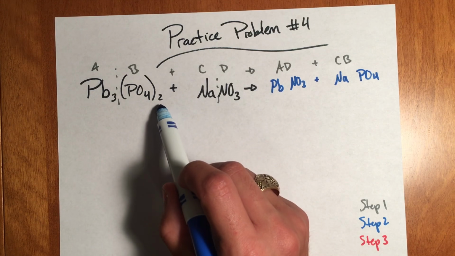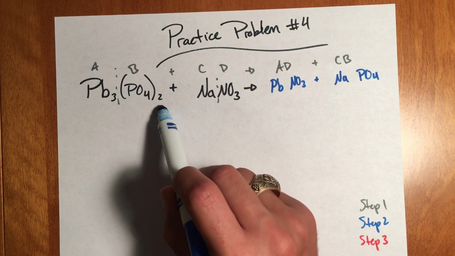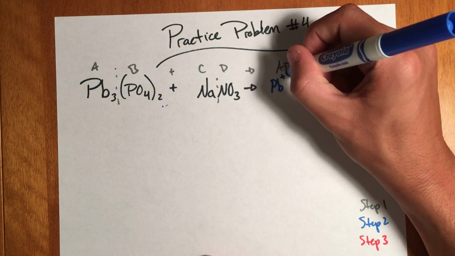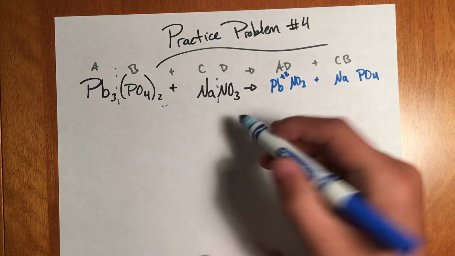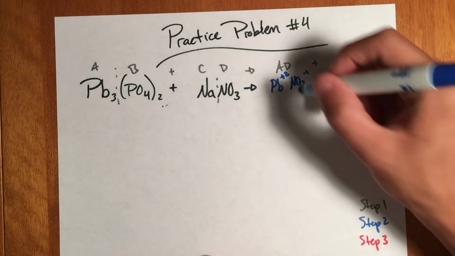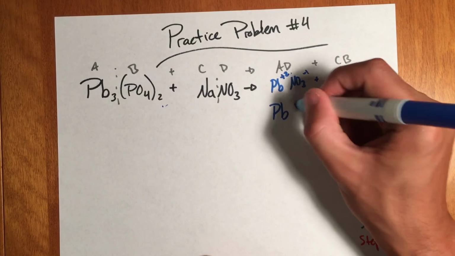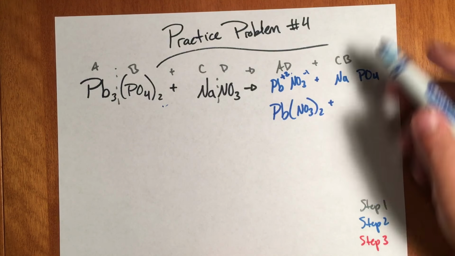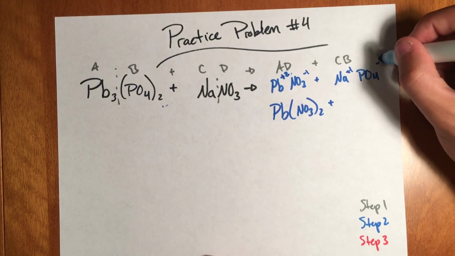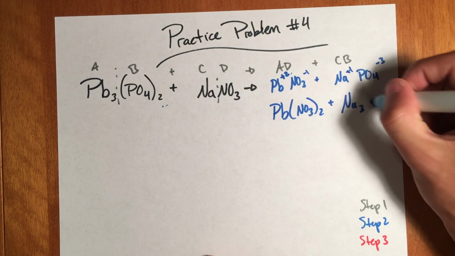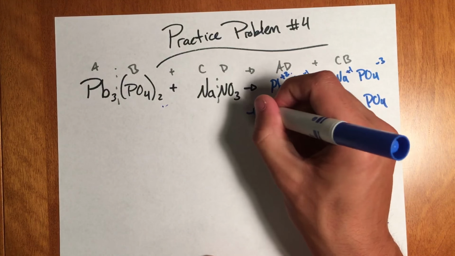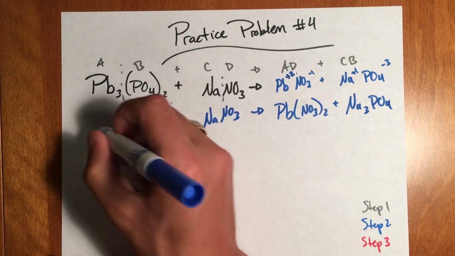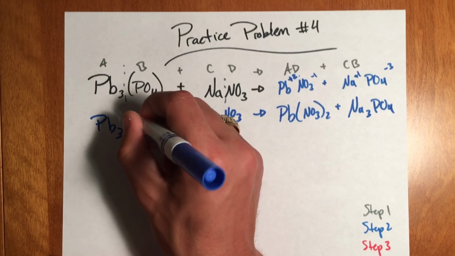So if we see phosphate, it's got a 2 right here, which means that 2 came from over here, so that's lead 2 phosphate, so that's gonna be a +2. Nitrate, as you know, has a -1 charge, so that means we're going to have Pb(NO3)2, plus, and then sodium has a +1 charge, phosphate has a -3 charge, so that's gonna be Na3PO4. We can copy all these things down, so we can have a nice, fresh place to balance.